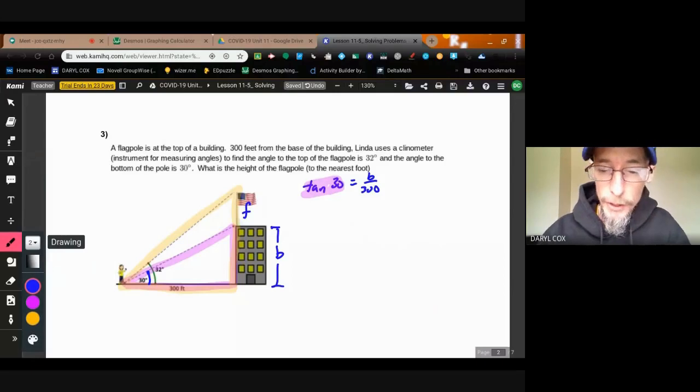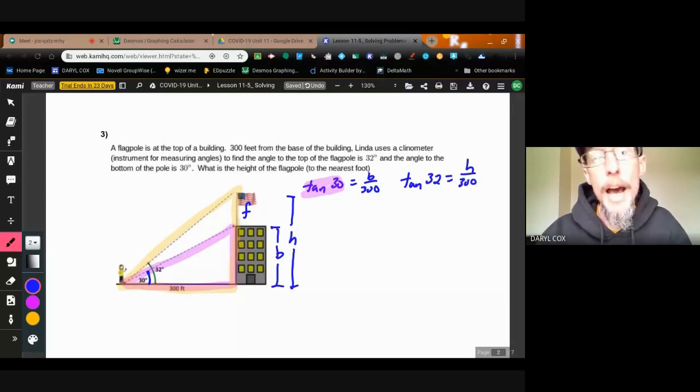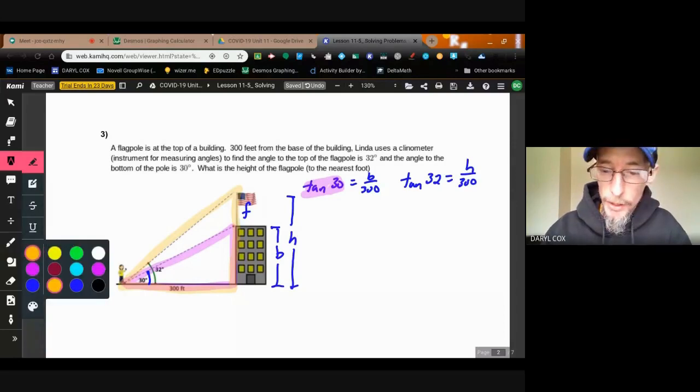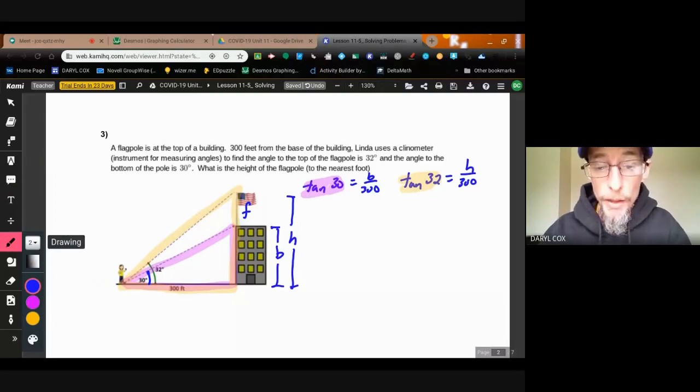Now, just for fun, let's look at the orange triangle. It has F and B. In fact, I'm just going to call this whole thing H. And if I look at the orange triangle, I now can say the tangent of 32 is H over 300. So now I'm able to solve both of these separately. So sometimes you have to look at 2 separate triangles. I got a pink triangle and an orange triangle. Neither of these are what I'm looking for, but I can use them both to maybe find something later.